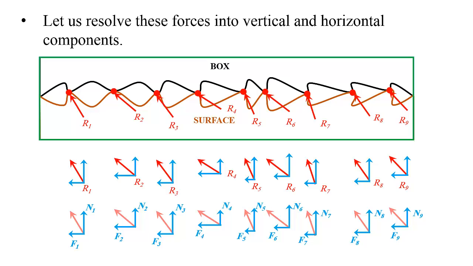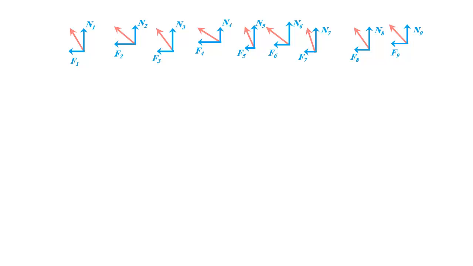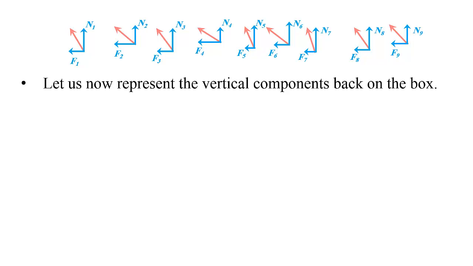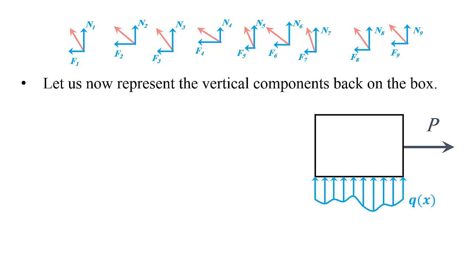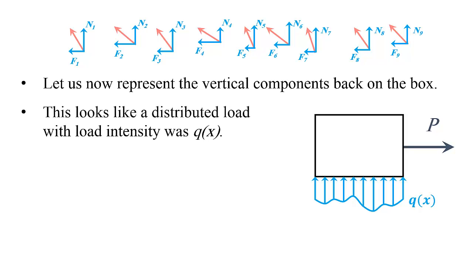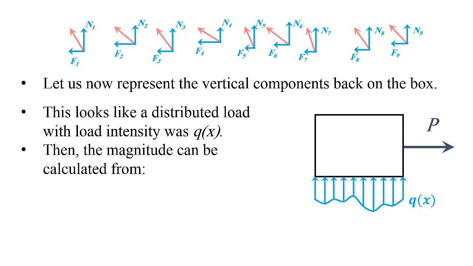So what can I do with this resolution? Well, let's look at the vertical component to start with, the Ns. Okay, if I represent the N components back on the box, what can I see? This is what I will see. Does it remind me of anything? Well, it looks like a distributed load with a load intensity of Qx. So if this load intensity is Qx, then the magnitude of this load can be calculated by integrating the function Qx over L, and L is the length where the distributed load is acting.